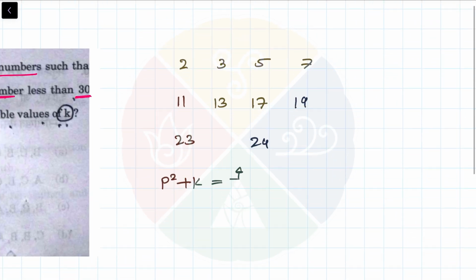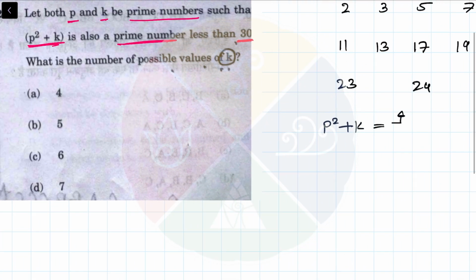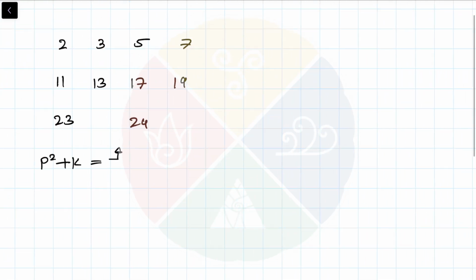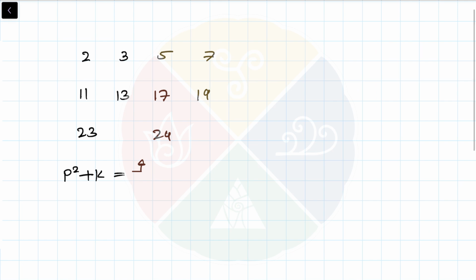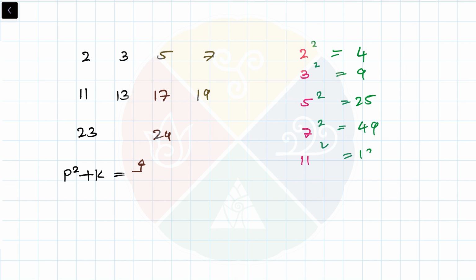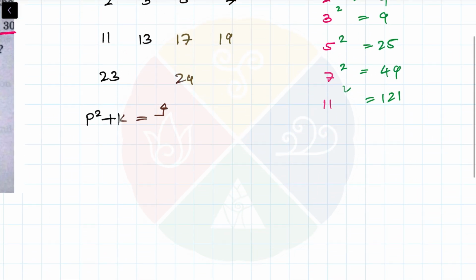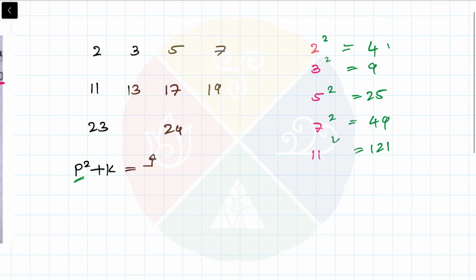Now, interestingly, p and k are also prime numbers. So we have to find all the possible values of k. Now let's look at this. We have the prime numbers 2, 3, 5, 7, 11, and so on. If I take the squares of them, I'm going to get 4, 9, 25, 49, 121. Now let's look at this p square value. If p square is a number like 4, 9, 25, etc., you are going to get a sum which is less than 30.